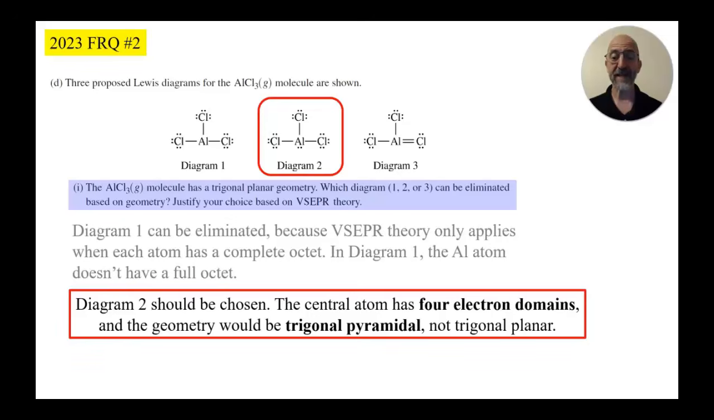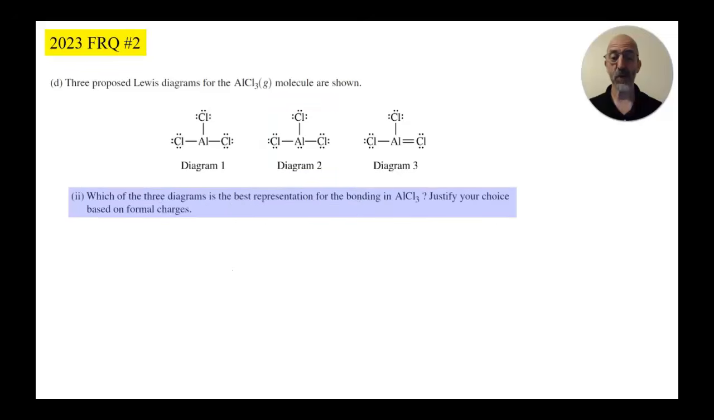So the correct answer is not diagram 1 based on the octet, but rather diagram 2 because it has 4 instead of 3 electron domains. So wrong geometry. Now, moving on to the next part of this question, it said which of the 3 diagrams, again, same diagrams as before, is the best representation for the bonding, and this is not about geometry. Now it says justify your choice based on formal charges.